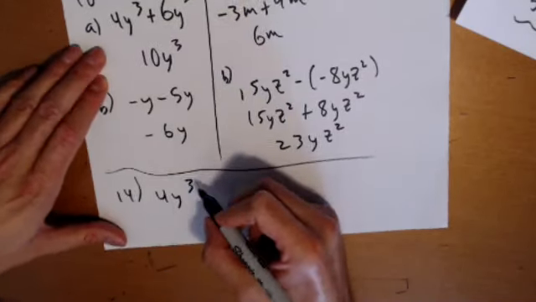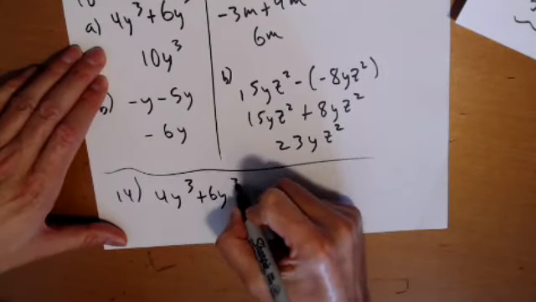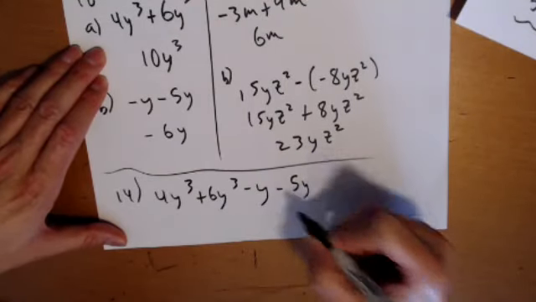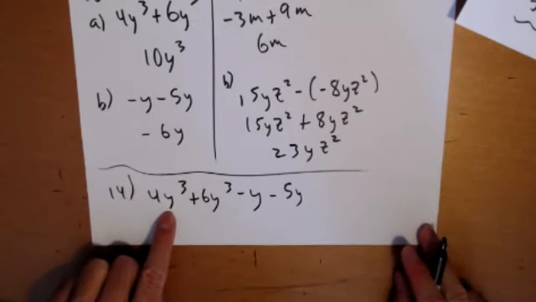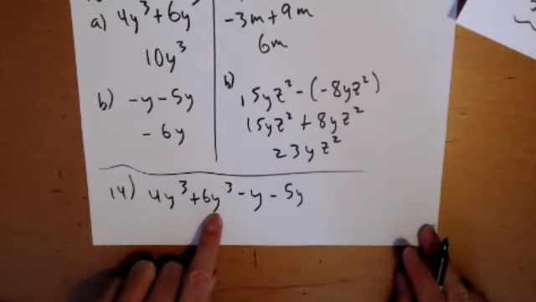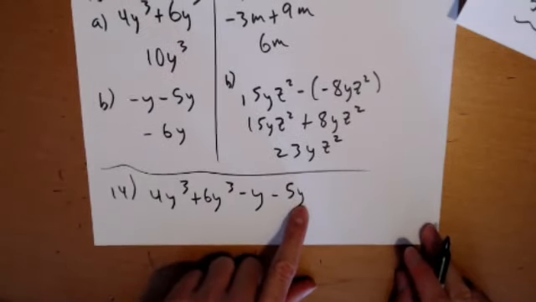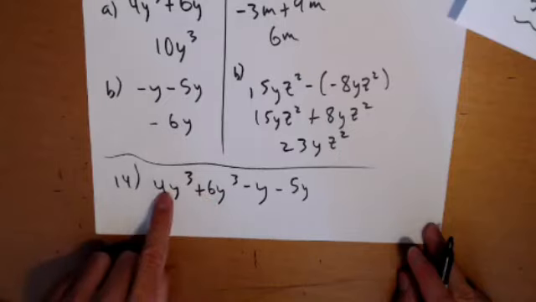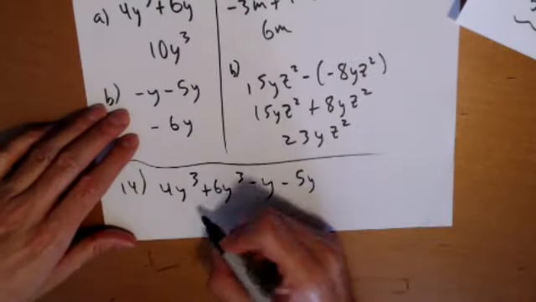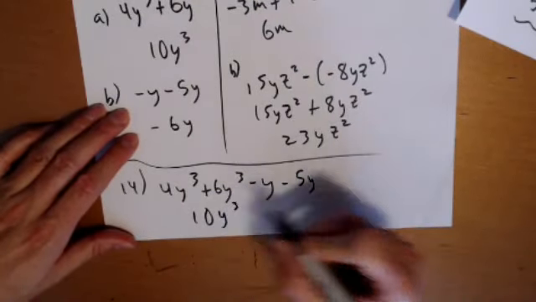y cubed plus 6y cubed minus y minus 5y. Okay, so just look at the terms. I got y cubed stuff, I got y cubed stuff, I got y stuff, I got y stuff. Okay, so if they're the same, I can combine them. I got 4 of these y cubes, 6 of these y cubes, that's 10 of these y cubes.